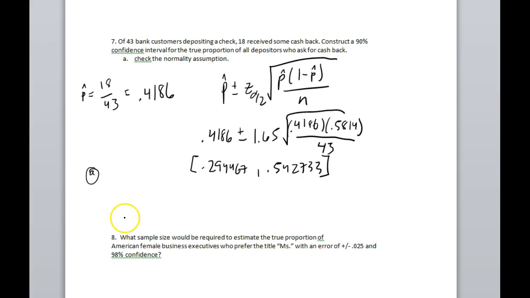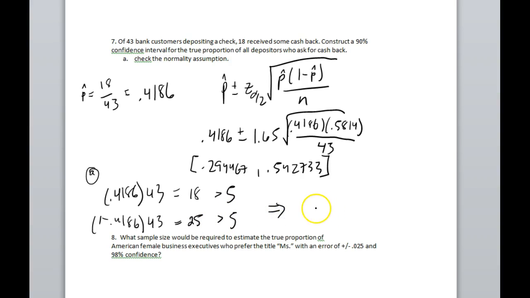So let's see. p hat, 0.4186, times 43 is equal to 18, and that is greater than 5. And 1 minus 0.4186 times 43 is equal to 25, which is also greater than 5. So we assume normality.